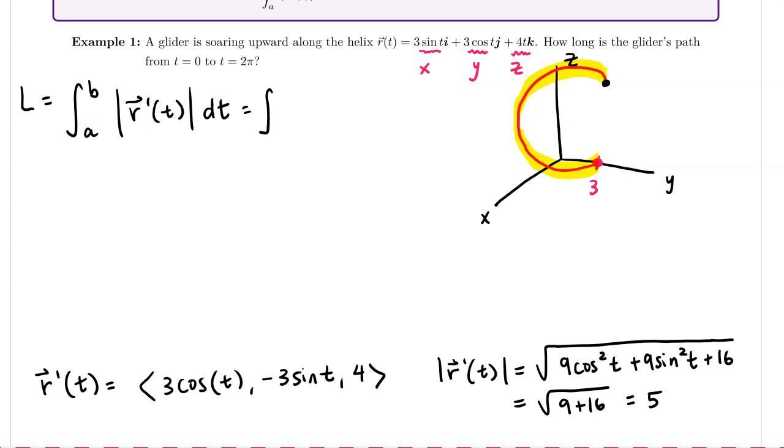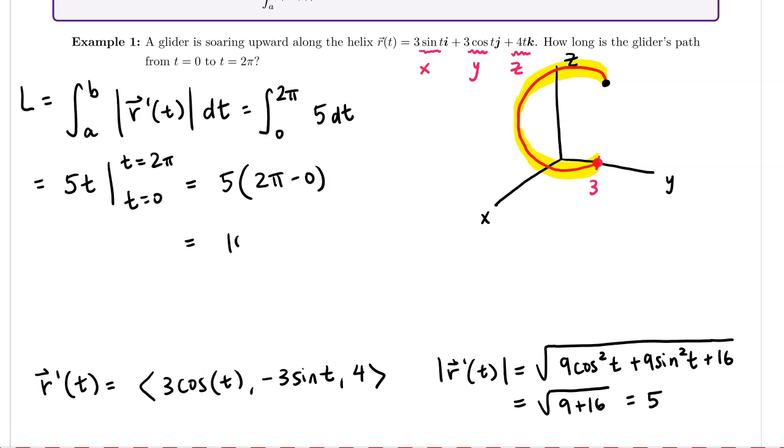Okay. So filling in our integral details, we have the limits from 0 to 2 pi, and we found that the magnitude was equal to 5, and we are taking the integral with respect to t. This is going to equal 5t, evaluated from t equals 0 to t equals 2 pi. Plugging in these limits of integration, we get 5 times 2 pi minus 0, which ends up equaling 10 pi units. So that is the length that the glider traveled, the distance traveled.